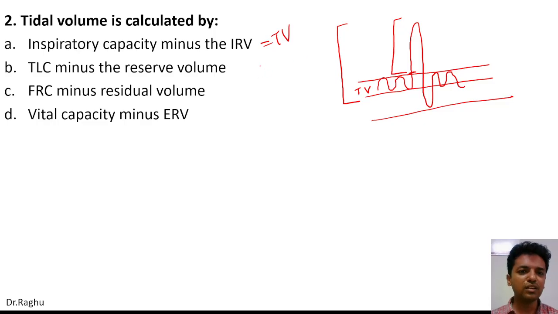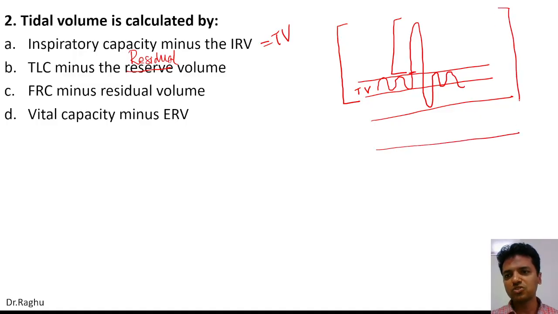Now next, let's see other options. Total lung capacity minus, this is not the reserve volume, this should be the residual volume. So what is the total lung capacity? Total lung capacity is total, top to bottom, minus the residual volume. Which is the residual volume? This much is the residual volume. So what will be this much amount of air which is there? This is usually our vital capacity.